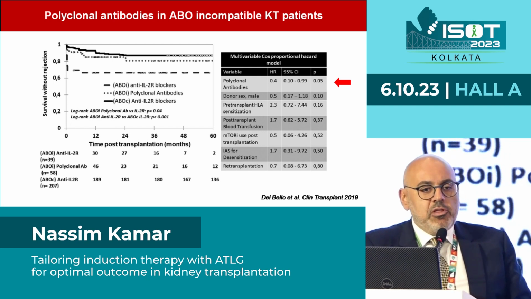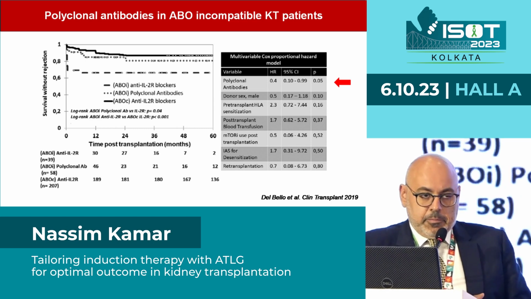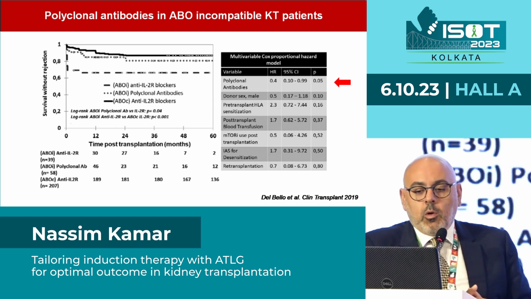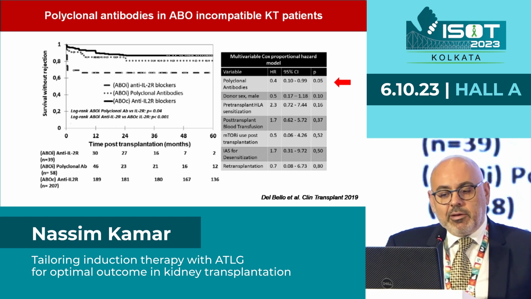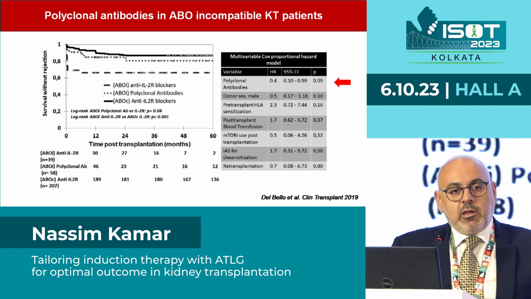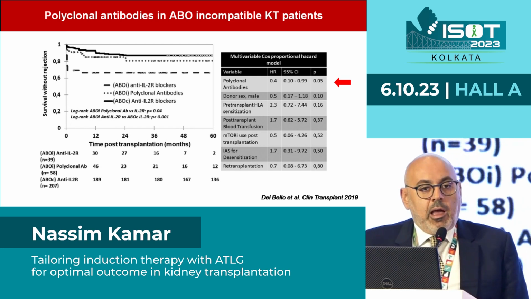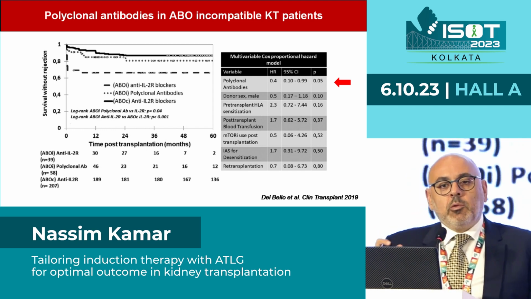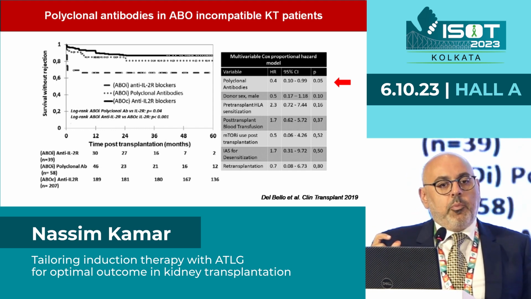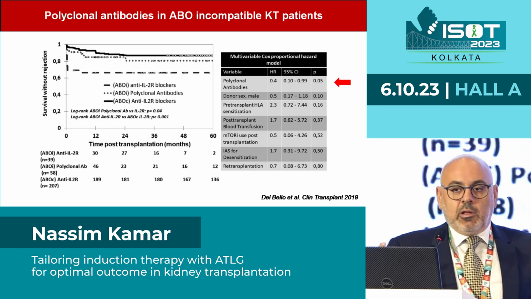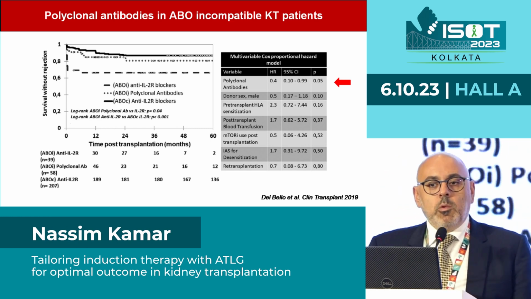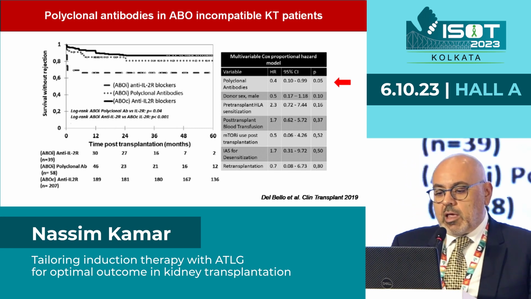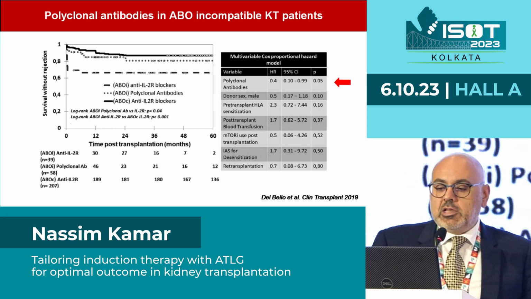acute rejection rate in patients receiving either basiliximab or polyclonal antibodies. And you can see that the acute rejection rate was significantly higher in patients receiving basiliximab. And conversely, ABO-incompatible transplantation given polyclonal antibodies had the same acute rejection rate as ABO-compatible. This is why, after having started with basiliximab in ABO-incompatible, we completely stopped it and we moved to polyclonal antibodies. And as I'll show you later, it's ATLG in my center.